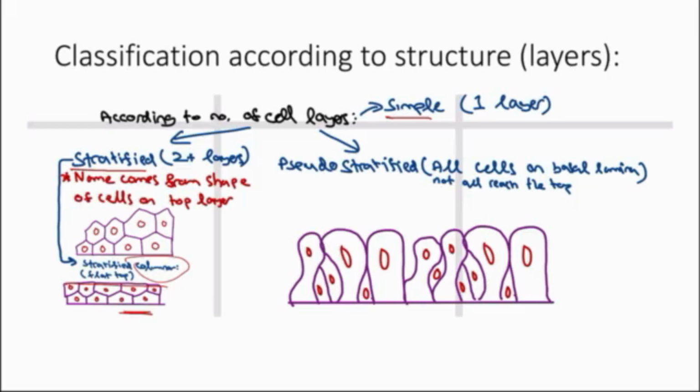There's also pseudostratified epithelium, and this is kind of like more layers, but all the cells reach the basal lamina, so the bottom here, but not all the cells will reach the top. Like we have this cell here not reaching the top, and this cell here not reaching the top, but they're all reaching the bottom layer. So that's pseudostratified.